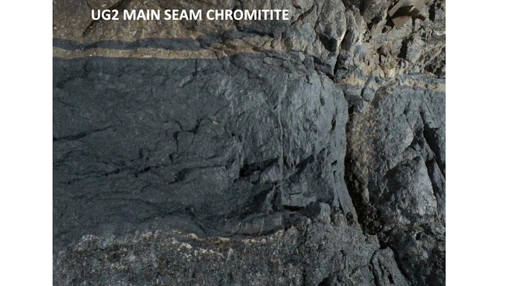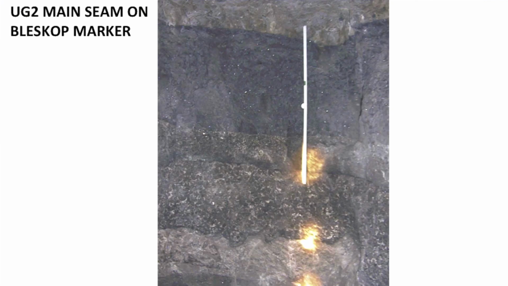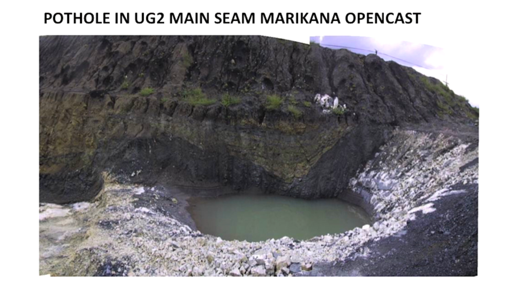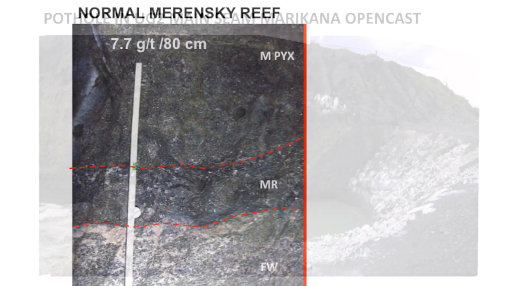This is another picture of the main seam at Bleskop, where it's sitting on the Bleskop marker. This picture comes from the Marikana platinum mine. Here we have a depression or a pothole in the reef, where the layering is disturbed, and the UG2 cuts down into the footwall rocks.